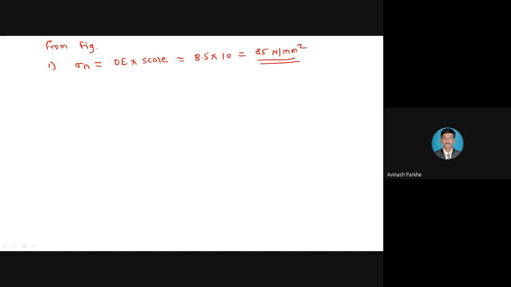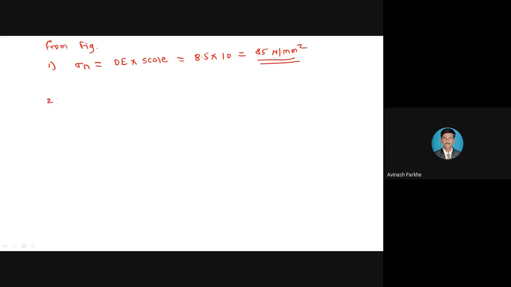Yes, 8.7 is also correct, no problem. Try to draw the figure properly. Okay, 8.7 I will consider, or 8.5, 8.6, all the answers will be accepted. I have considered 8.6. So while putting the OE value, you just put your value. If you got 8.7, so 8.7 into 10, 87 Newton per mm square. So 87, 86, 85, all the answers are accepted because here we are using the graphical method. So there may be some instrumental error, some manual error. By considering all those errors, all the answers will be accepted.